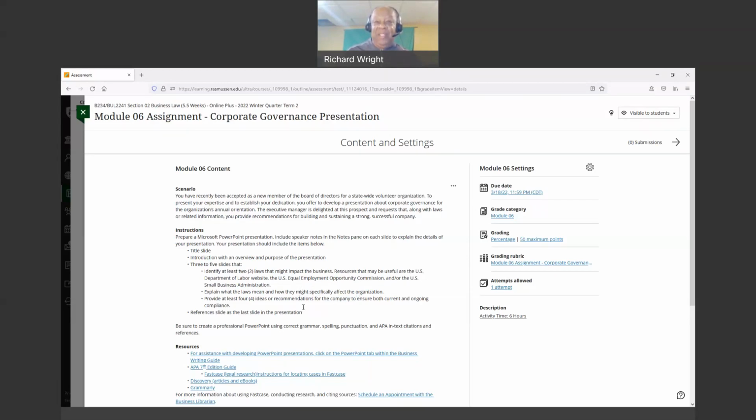Provide at least 4 ideas or recommendations for the company to ensure proper current compliance. And then last but not least, a reference slide. So there should be 1, 2, and then 3 to 5 more slides and a reference slide. Let's do the max that it says here. So you'd have 1, 2, 5 would be 8, and this would be 9. Make sure that it's in-text citations and references, because you have to have a reference.